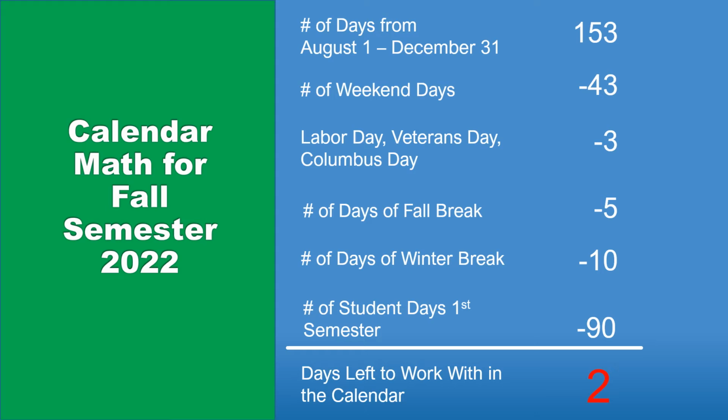When you look at the math for our fall semester, you can see that while we start out with 153 days, by the time we take away weekends, federal holidays, and breaks, as well as our student learning days, we only have 2 days of flexibility in the calendar.